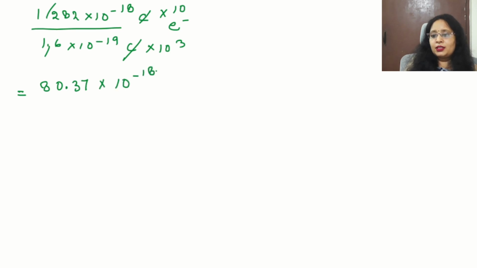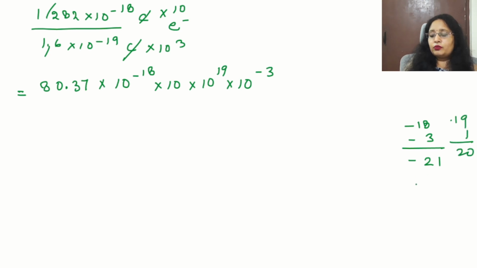Now adjust the powers. 10 to the power minus 18 into 10, and 10 to the power minus 19 will go up and become plus 19, and 10 to the power 3 will go up and become minus 3. Now what things we have? We have minus 18 minus 3, it becomes minus 21. Then 19 plus 1, it becomes 20. So minus 21 plus 20 will give the answer minus 1. So here we can write 80.37 into 10 to the power minus 1 electrons.